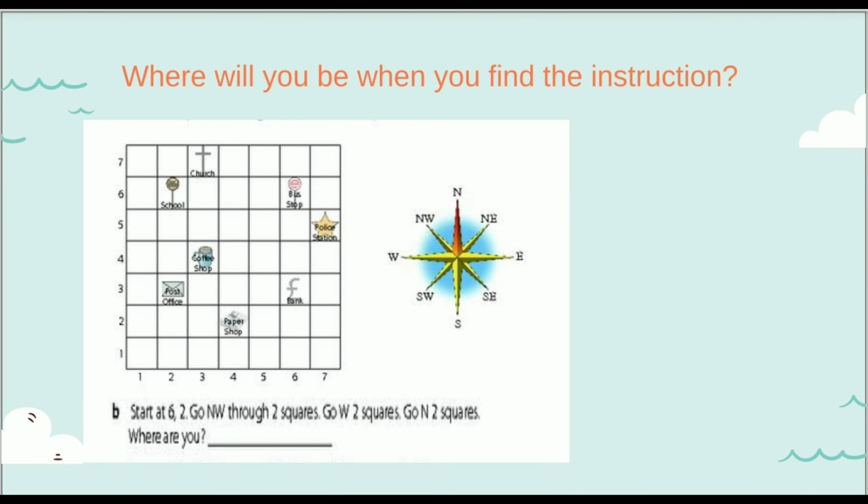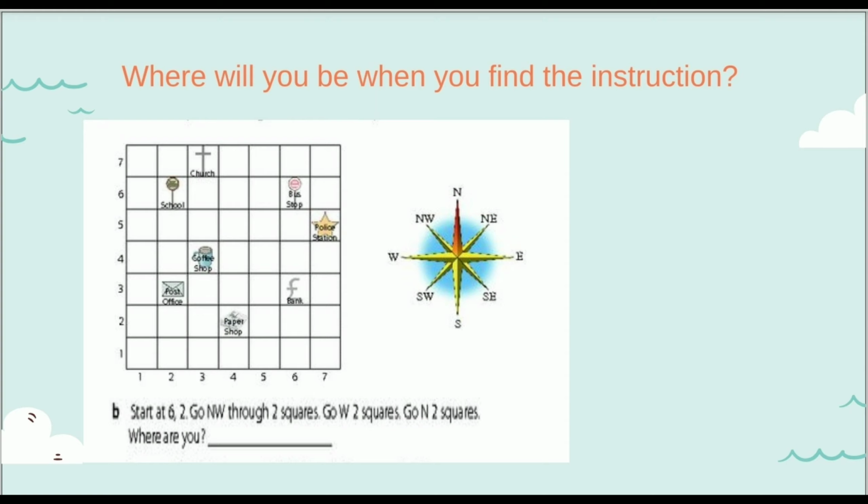Start at 6-2. Remember, 6 at the bottom, 2 to the side. So let's go and find 6-2. So we're at 6-2. We're just below the bank. And it says go northwest through 2 squares. So we're going northwest through 2 squares.